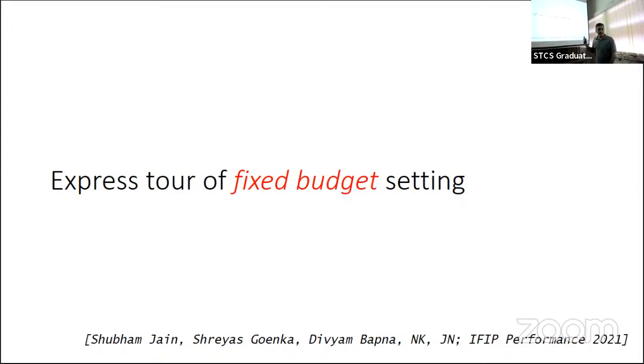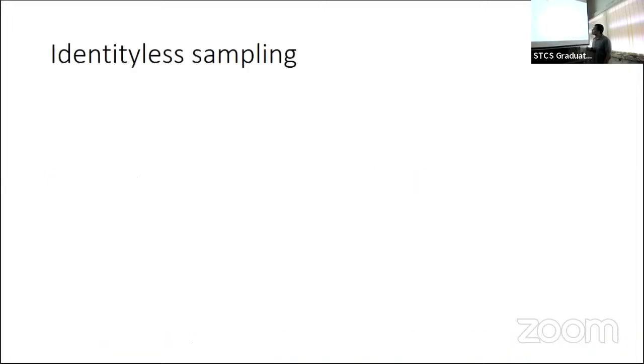That's not the primary motivation of this talk, but it will already highlight and give some intuition for the utility associated with this identity information. Okay. So let me first talk about identity-less sampling in the fixed budget case.